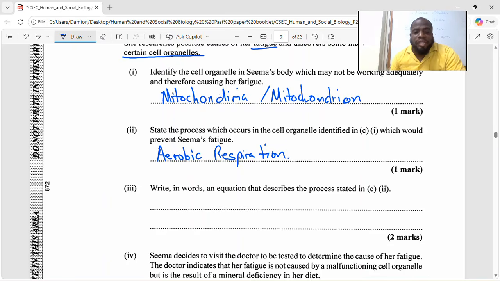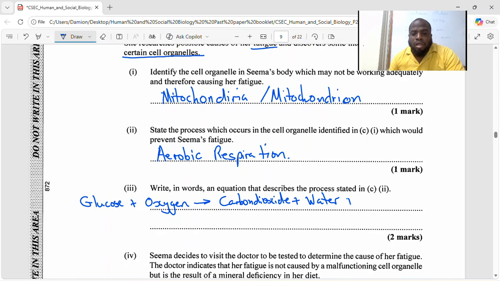So it says write in words an equation that describes the process stated in C2. So one of the things that we need is glucose plus oxygen gives us carbon dioxide and water along with energy in the form of ATP.